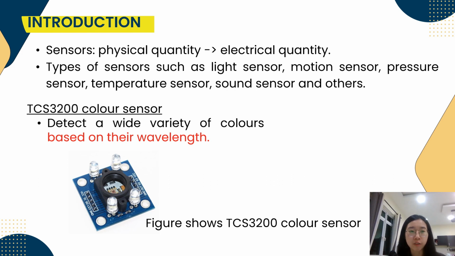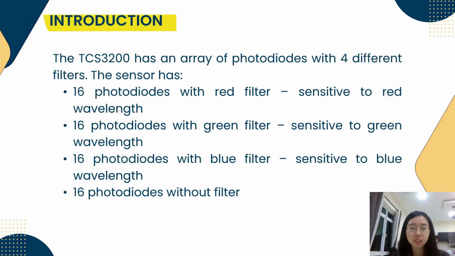There are many different types of sensor such as light sensor, motion sensor, pressure sensor, temperature sensor, sound sensor, and others. In this experiment, we use color sensor TCS3200. This color sensor can detect a wide variety of colors based on their wavelength. The color sensor has an array of photodiodes with 4 different filters. The sensor has 16 photodiodes with red filter sensitive to red wavelength, and also green filter, blue filter, and without filter that are sensitive to different color.